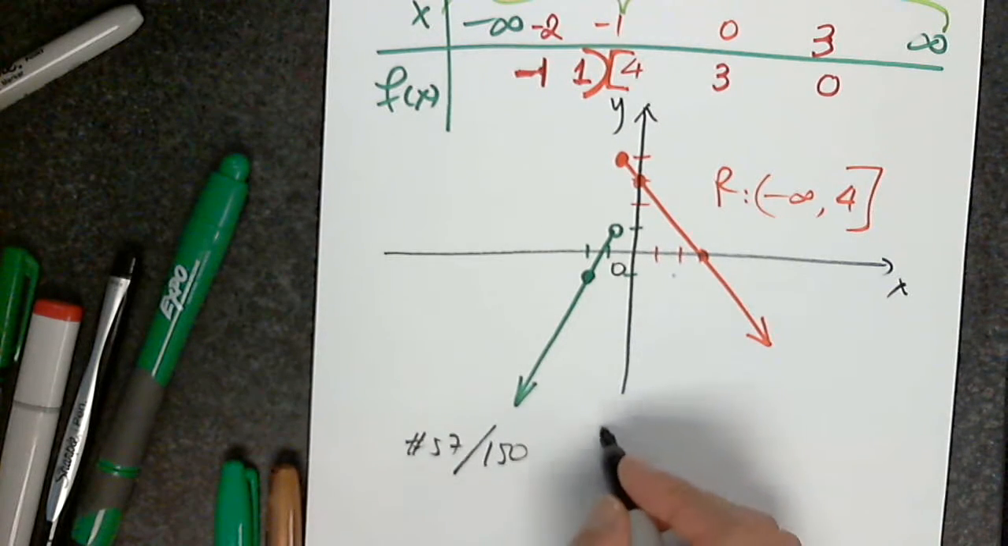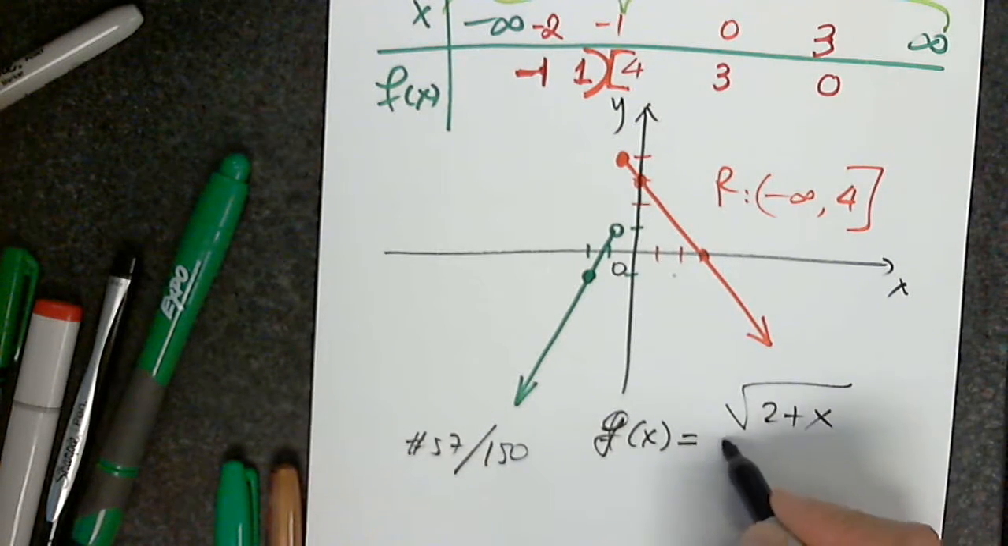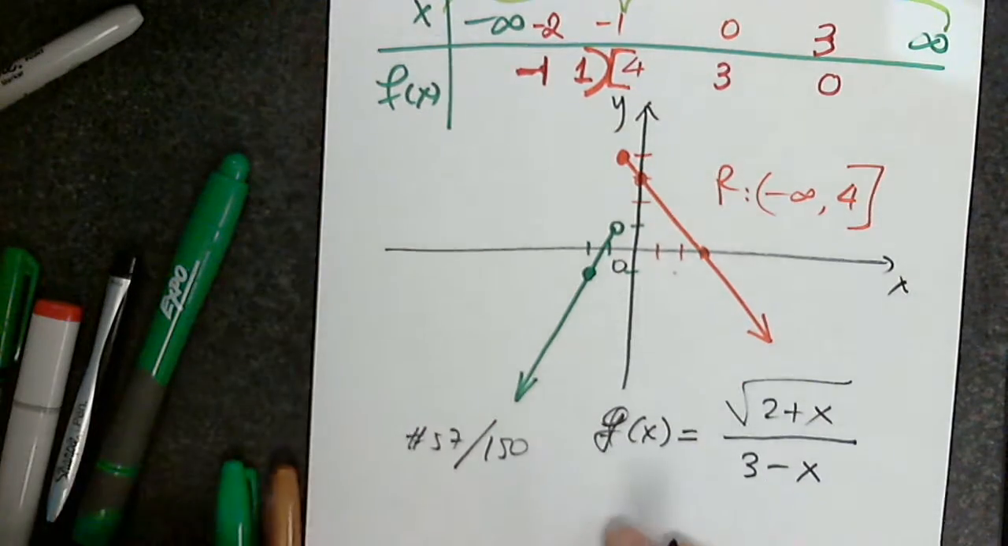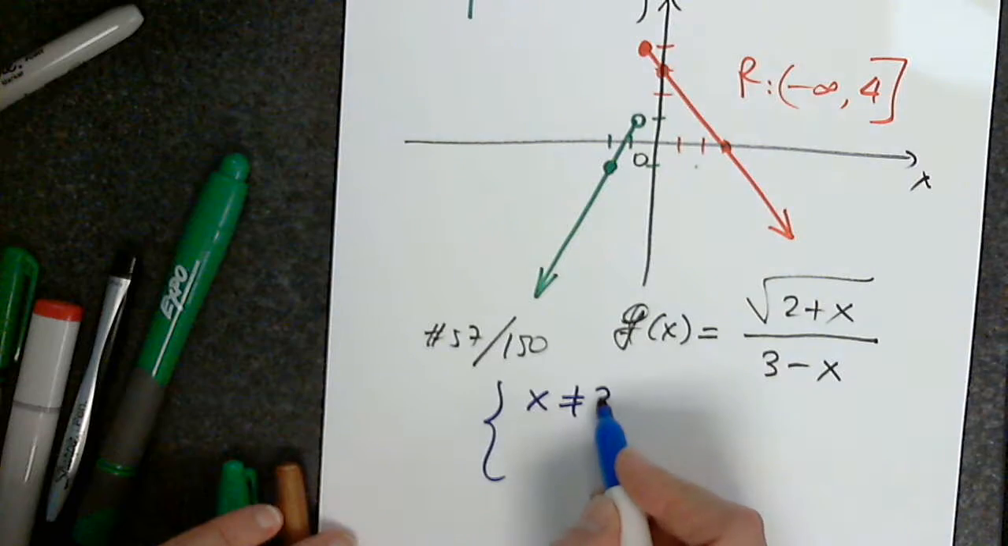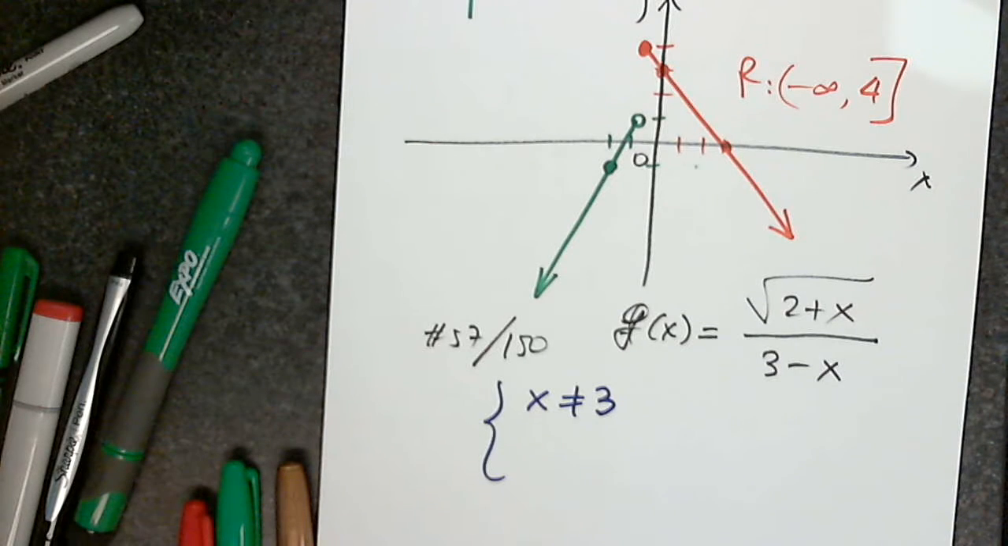On page 150, we have the function g of x, which is the square root of 2 plus x over 3 minus x. We're asked to determine the domain of this function. And I would like you to tell me what to write. Wonderful. x cannot equal 3. I completely agree. Anything else? It's all of the solutions. Careful. Nope.